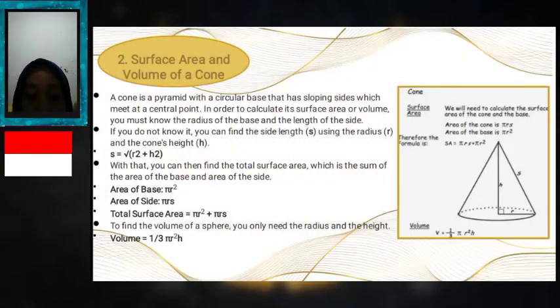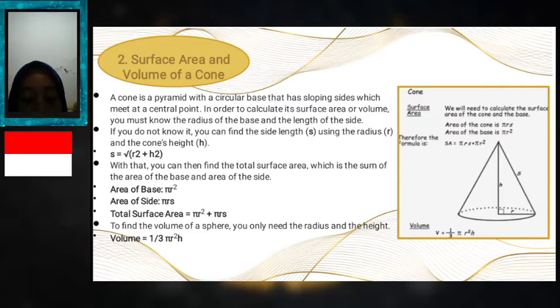Surface area and volume of a cone. A cone is a pyramid with a regular base that has sloping sides which meet at a center point. In order to calculate its surface area or volume, you must know the radius of the base and the length of the side. If you do not yet, you can find the side length using the radius.